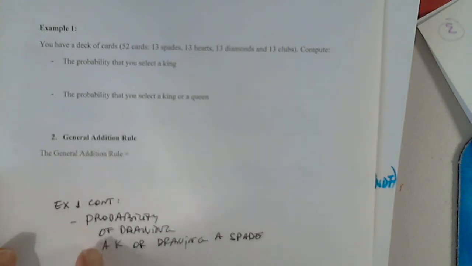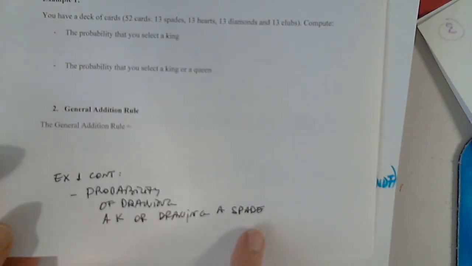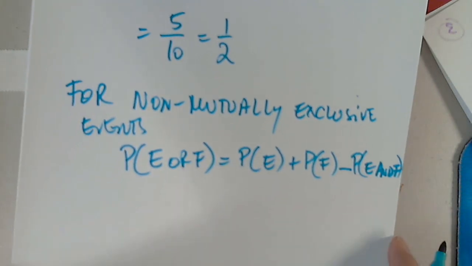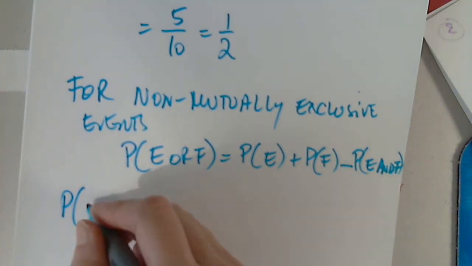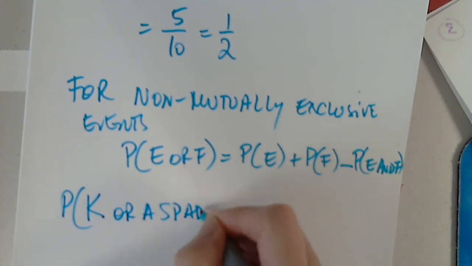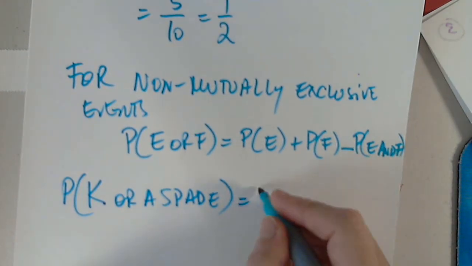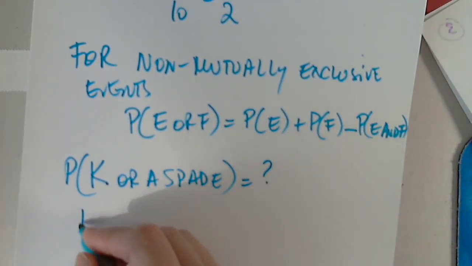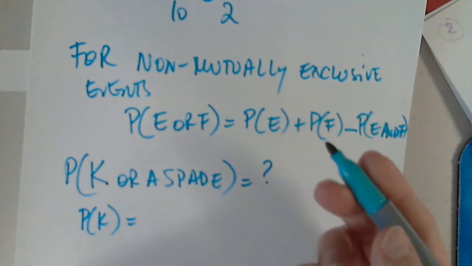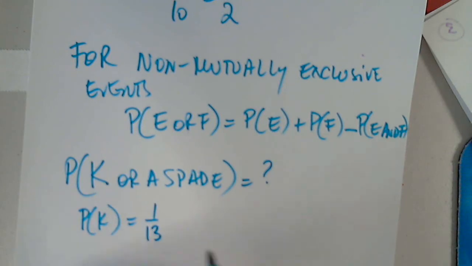So I want now to determine, for the same example we had with the 52 cards, with a deck of cards, the probability of drawing a king or drawing a spade. So that's our question. First, I will start by determining the probability of a king, which we already have calculated. It's 4 out of 52, 1 over 13.